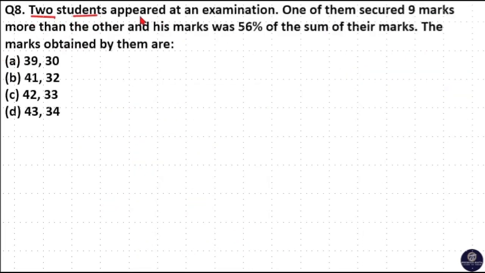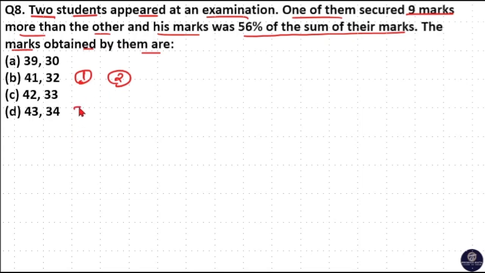Two students appeared at an examination. One of them secured 9 marks more than the other, and his marks were 56% of the sum of their marks. The marks obtained by them are, here there are 2 students.